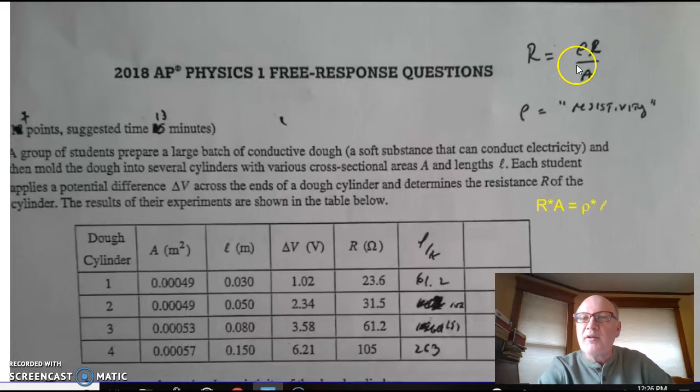The question is, how can we find rho, this resistivity, the inherent kind of conductivity of this material based on the geometry and the electrical properties of it. But we have the equation, resistance, which is given, is equal to rho times L over A, and we have L and we have A, and all the data is in there. So let's take a look at the very first question.